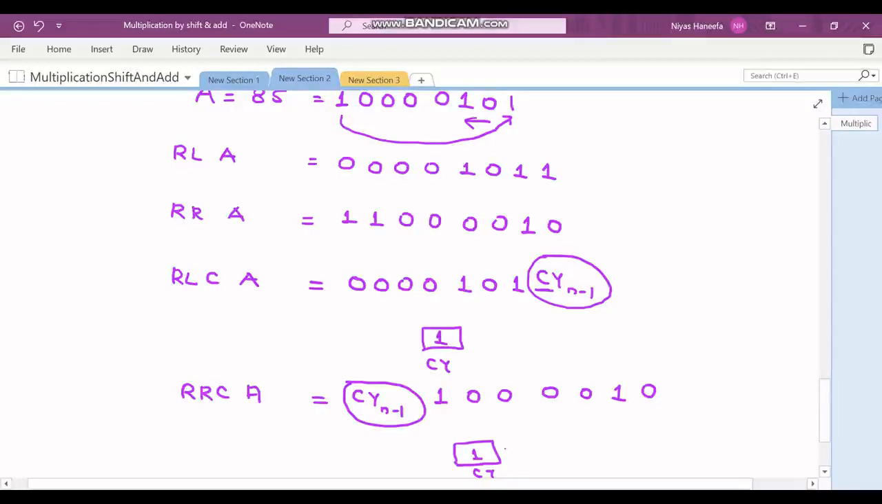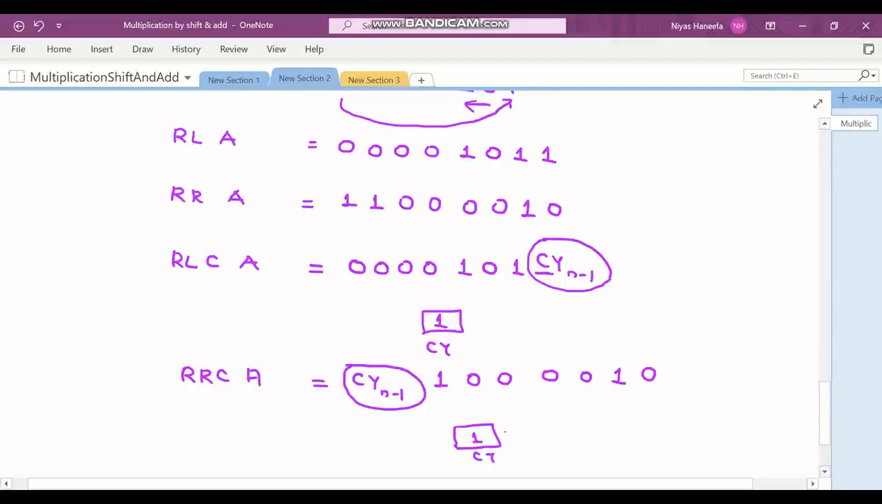So that is what is happening. This is the basics of the four instructions. You can Google it and find it out if you are still not clear. In RL A and RR A, no flags are affected. That is the main thing. But in RLC and RRC, the carry flag will be affected.